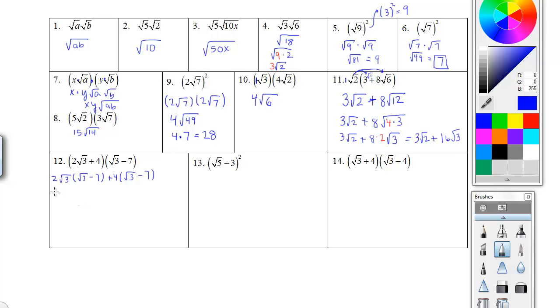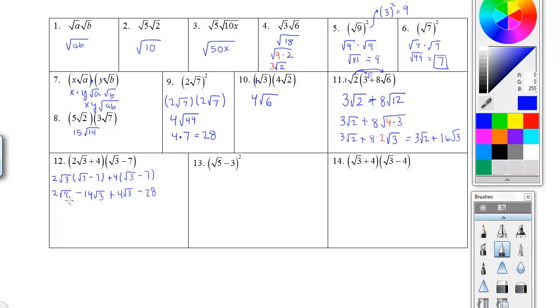So 2 root 3 times root 3 will be 2 square root of 9. 2 root 3 times 7. The 2 and the 7, neither of those are underneath the radical, so those multiply. And the root 3 just tags along. And then 4 times root 3 is just like 4 times x. One's under the radical, one's not, so you can't multiply the 4 and the 3, so you just say 4 times root 3 is 4 root 3, and then the last number is 28.